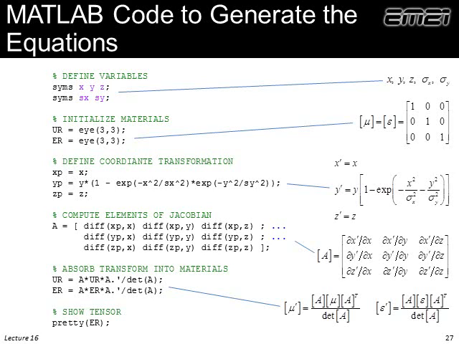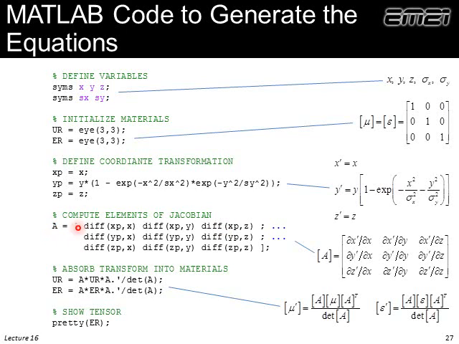So here's the MATLAB code using the symbolic toolbox. The first thing I do is declare the symbolic variables. I define the starting permeability and permittivity. So I just create an identity matrix. So we're starting with air. Then we define the coordinate transform in terms of these symbolic variables that we created up here. And Sx and Sy are these sigma variables down here. And so xp, yp, and zp, those are our primed coordinates. So that's our coordinate transformation symbolically.